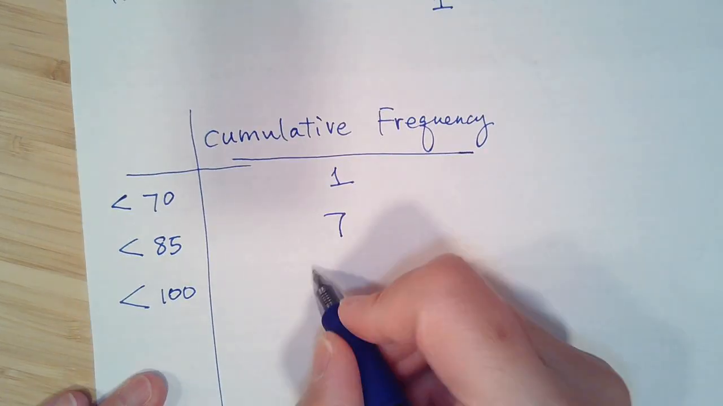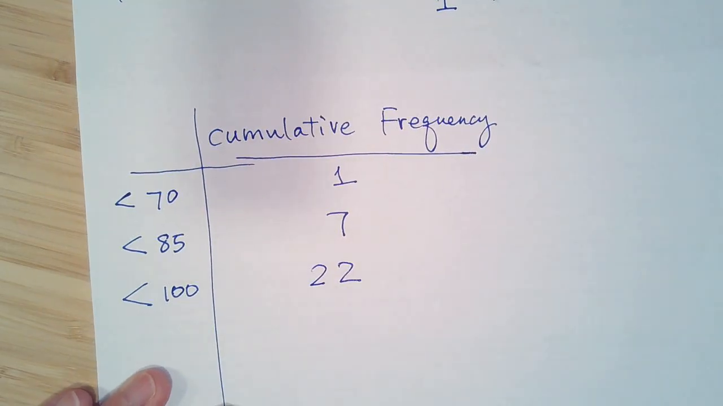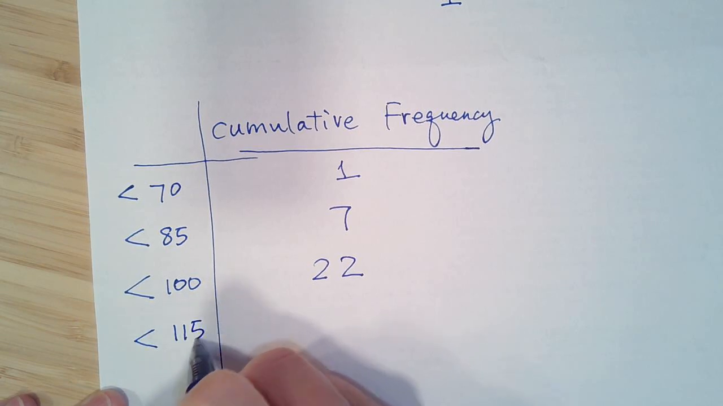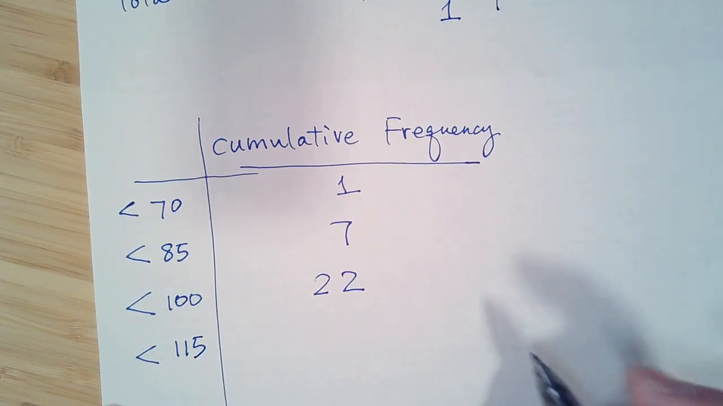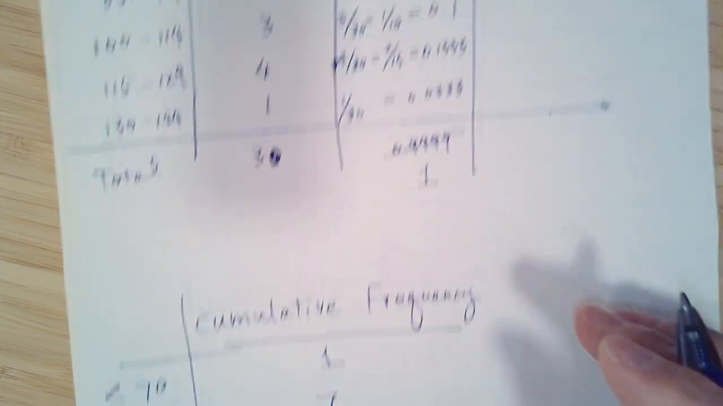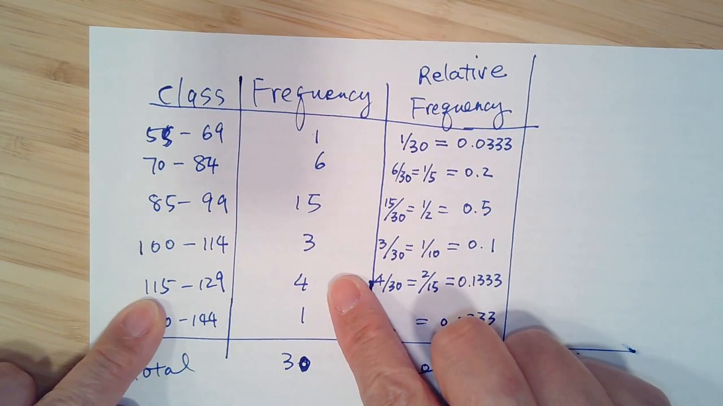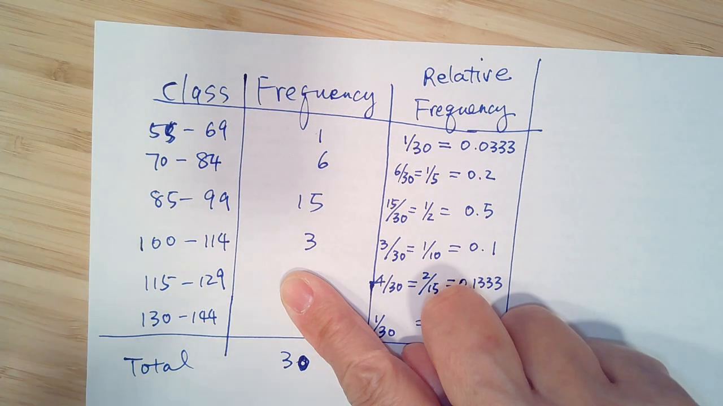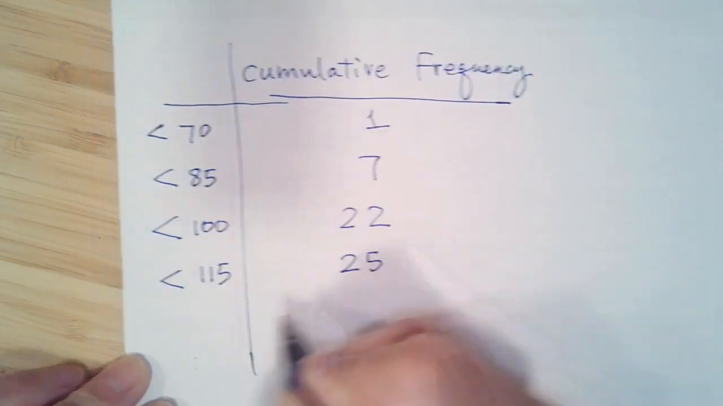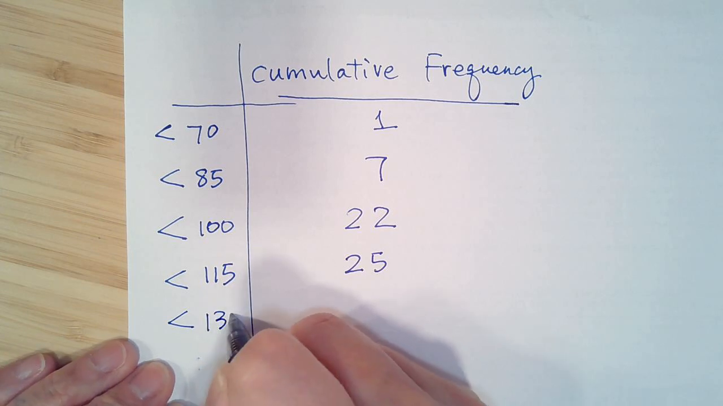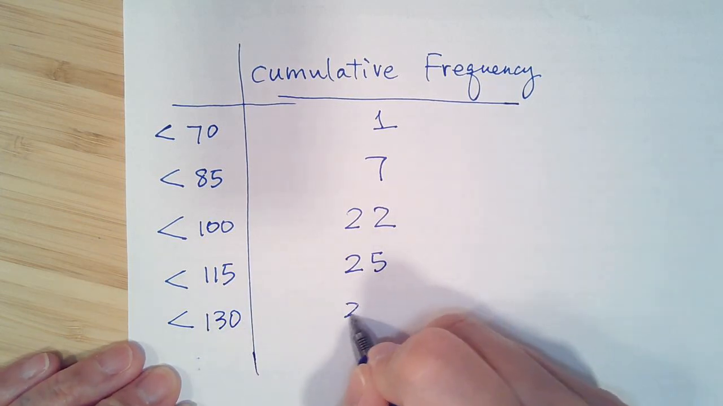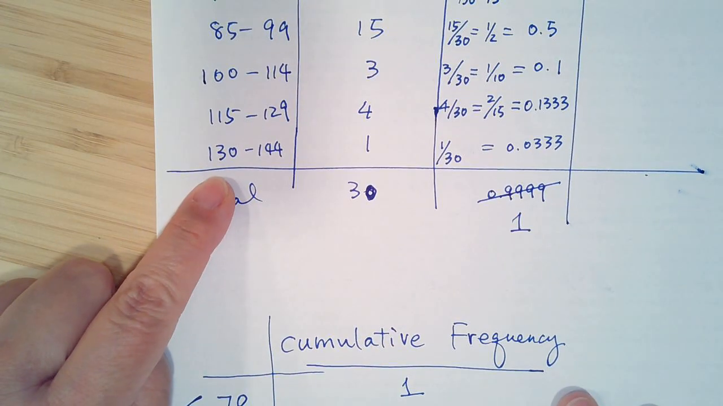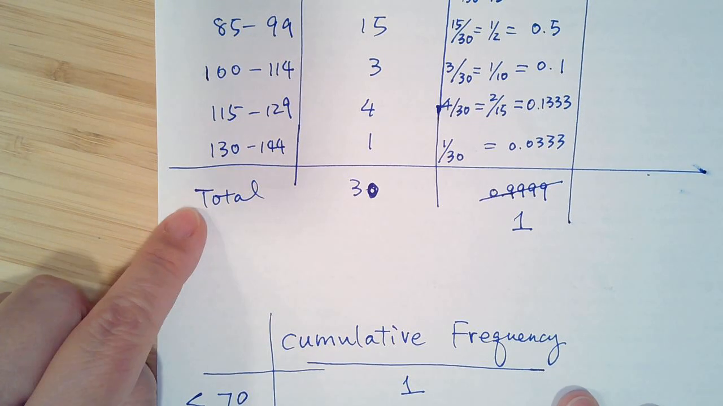And the next one is less than 115. And if you remember, the next number is 3. So here is going to be less than 115. So it's going to be the sum of all these 4 classes. So that will be 25. Okay. And the next one, less than 130. So we're going to add 4. So that's 29. And the next one, now the last one is 130 to 144. The next class should start from 145. Therefore, here will be just 30.